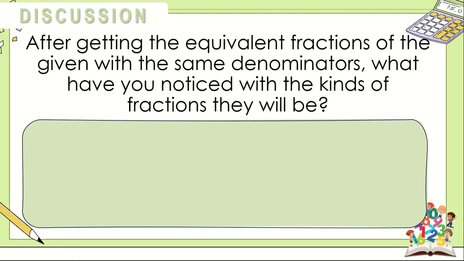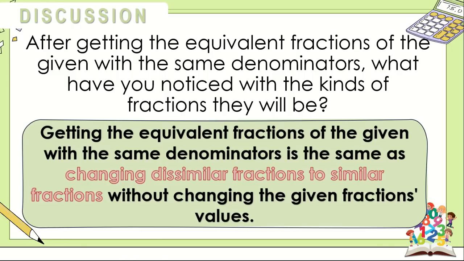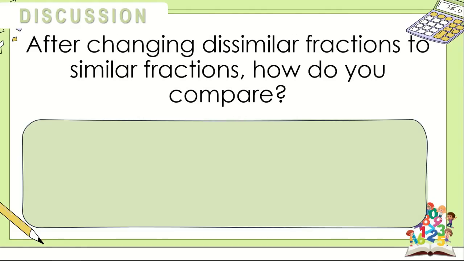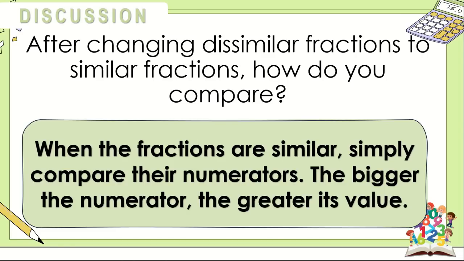After getting the equivalent fractions of the given with the same denominators, what have you noticed with the kinds of fractions they will be? Getting the equivalent fractions with the same denominators is the same as changing dissimilar fractions to similar fractions without changing the given fractions' values. After changing dissimilar fractions to similar fractions, how do you compare? When the fractions are similar, simply compare their numerators. The bigger the numerator, the greater its value.